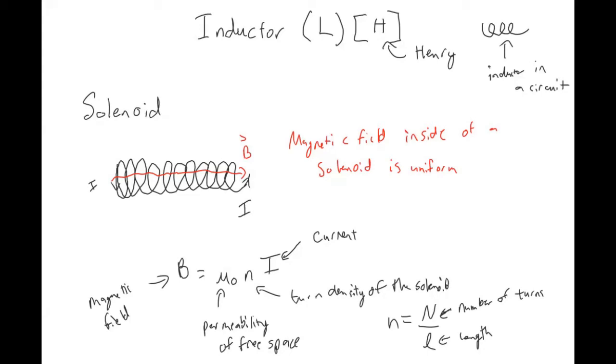So we're going to take this equation for the solenoid, and we're going to plug that into our Faraday's law equation and see what we get. So we have this for our magnetic field, and the voltage is change in flux over change in time.